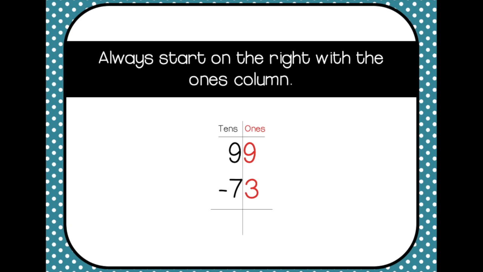Always start on the right with the ones column. So here we are with the ones. I've labeled the ones up here. You don't always have to do that, but for right now, it's helpful. Okay, so we do 9 minus 3 equals 6.